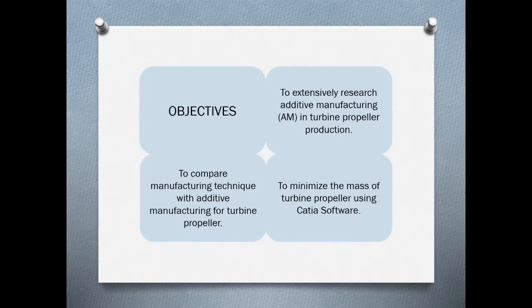The objective of this project is to extensively research additive manufacturing in turbine propeller production. Next, to compare manufacturing technique with additive manufacturing for turbine propeller. And for the last one is to minimize the mass of turbine propeller by using the CATIA software.